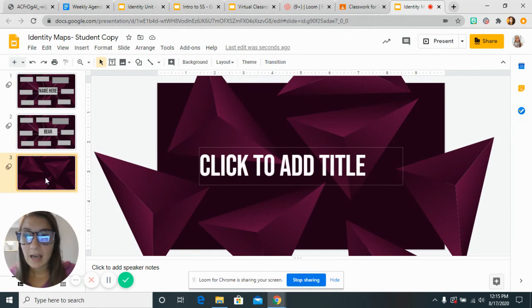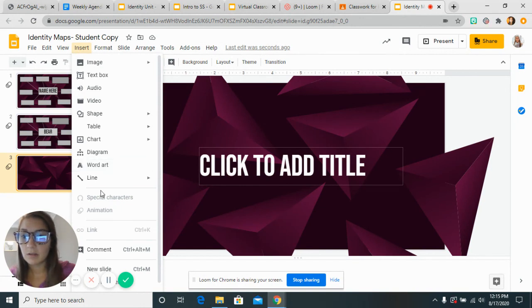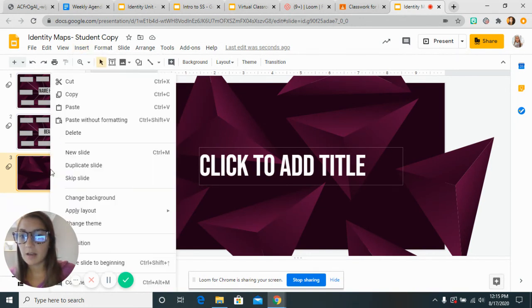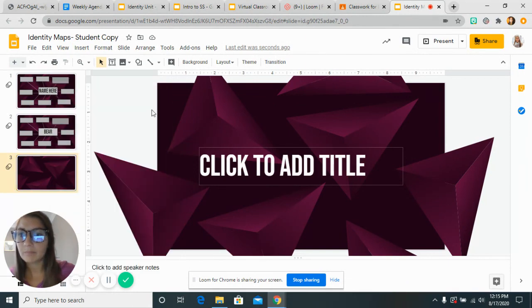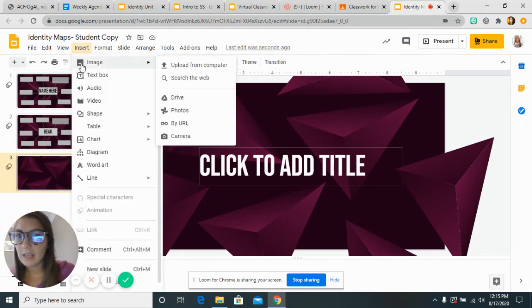So again, I would hit insert. There's not, actually right click new slide is easier, or control M, and then insert, image, upload from computer.